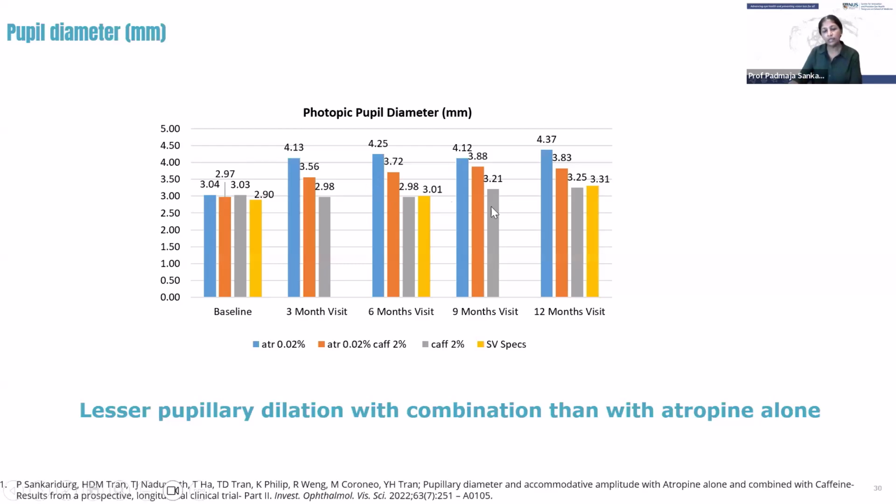And then we see the same pattern at 6 months, 9 months, and 12 months. So what we see is that when we combine caffeine with atropine, the pupillary dilation that we see is less than what we would see with atropine alone, and it's less by 0.5 to 0.6 millimeters with respect to the photopic pupillary diameter.